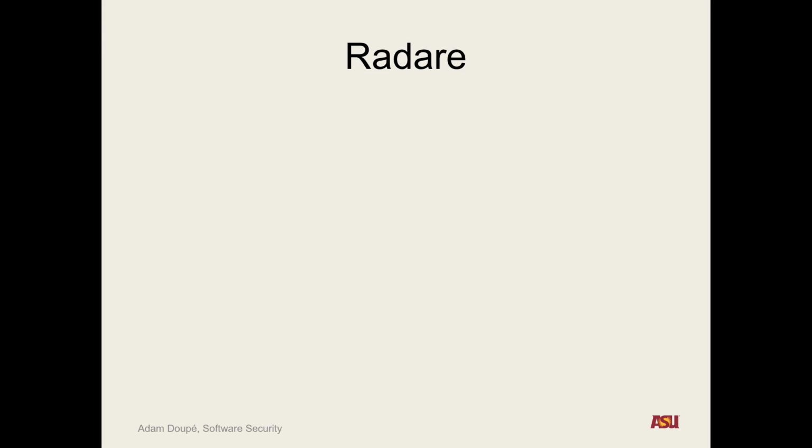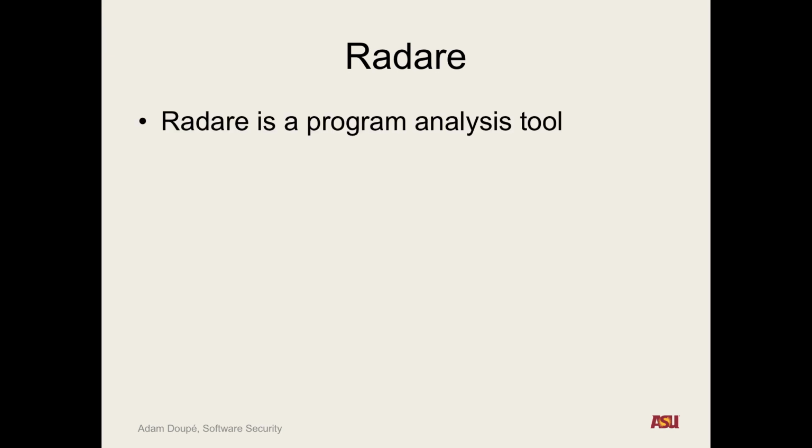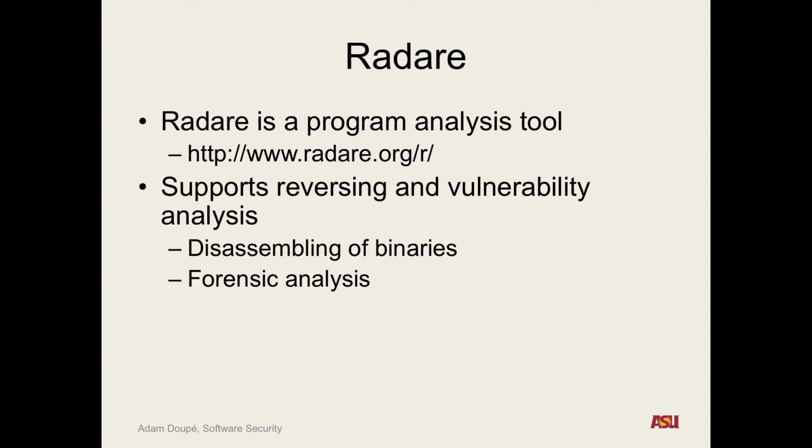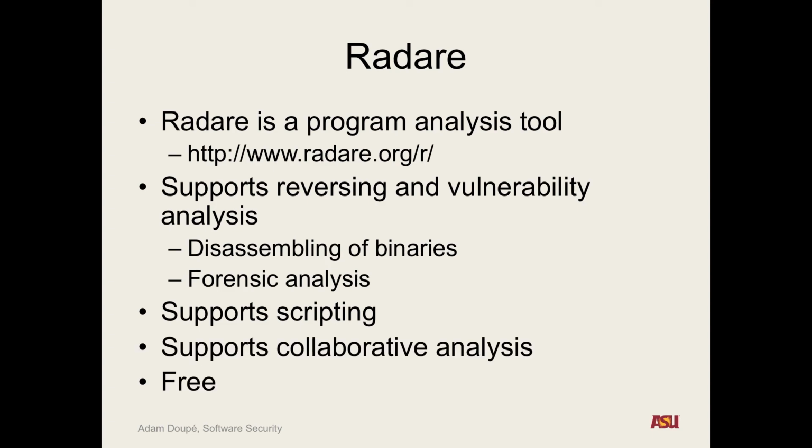I'm going to talk about a few of them just to give you some pointers of where to look. Radare is a whole suite of program analysis tools. It does reversing, some vulnerability analysis, and it does disassembly of binaries, some forensic stuff. Really cool is that it has bindings to Python for a lot of these features, so you can use this as a library in order to automatically disassemble a program, debug a program, do all kinds of cool stuff. It's also free, which is also a cool feature when using these tools.